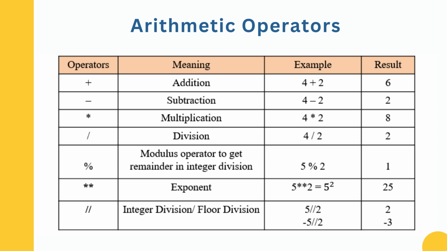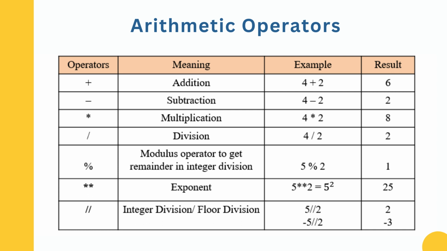Now modulus, most of you might know, but modulus simply gives you the remainder after dividing. Let's say 5 mod 2 will give you 1, because when you divide 5 by 2 the remainder is 1. And exponent is also pretty simple. You just write double asterisk or double star, and this will be calculated as 5 square. If you write 3 over here, it will be calculated as 5 cube. This side is the base and this side is the power. So 5 raised to the power of 2 will give you 25.